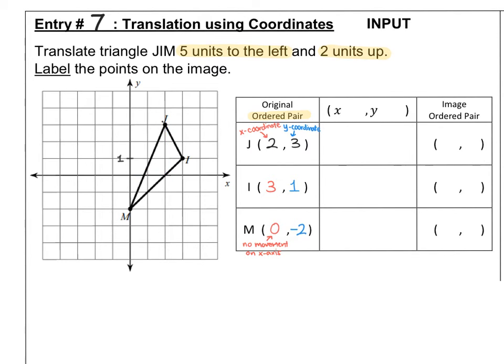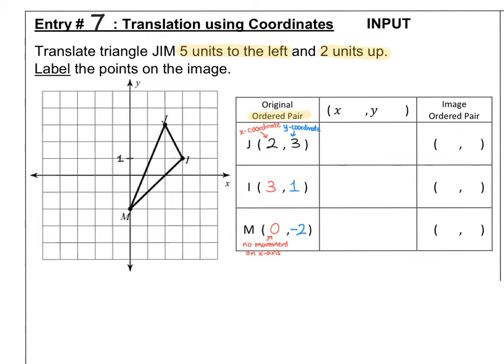Now that we have our ordered pairs for the points of the original shape, we can begin to think about the translation that we have to do to it. Whenever we translate a shape, every point in the shape has to move the same distance in the same direction. That means when we translate triangle JIM, each point J, I, and M will have to move the same 5 units to the left and the same 2 units up.